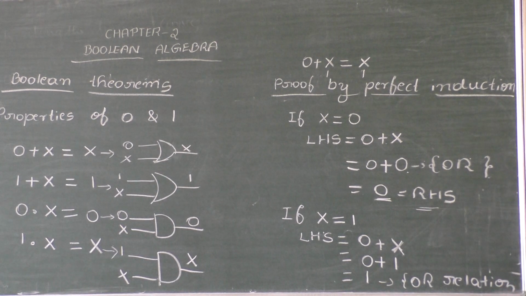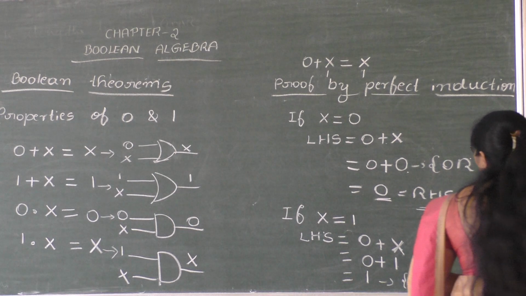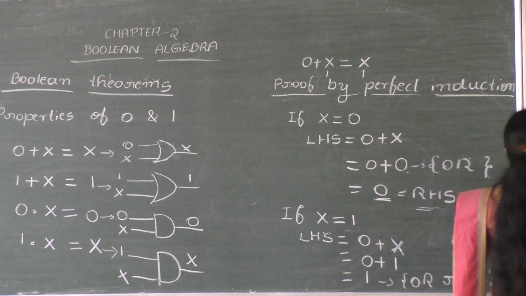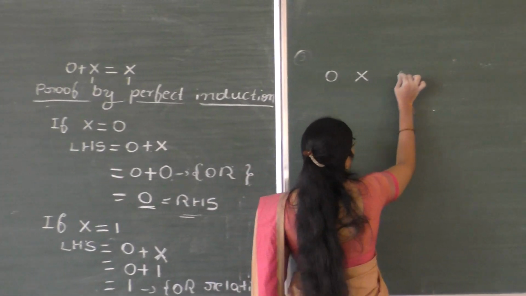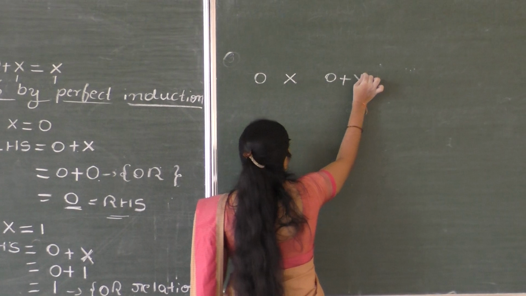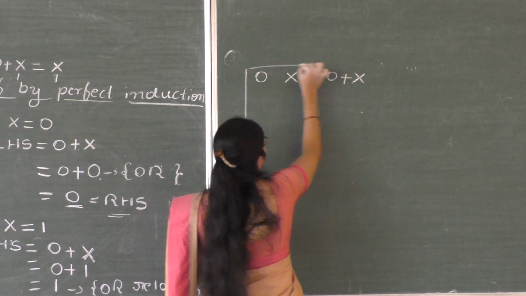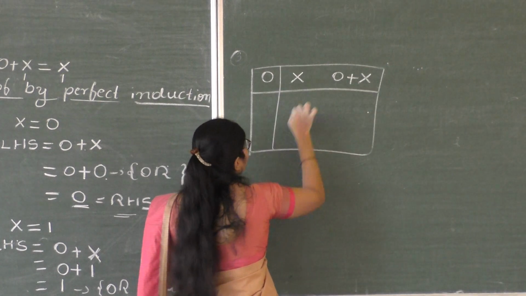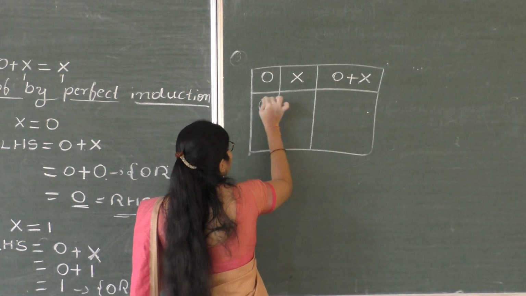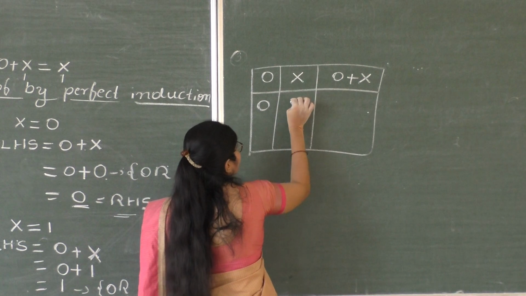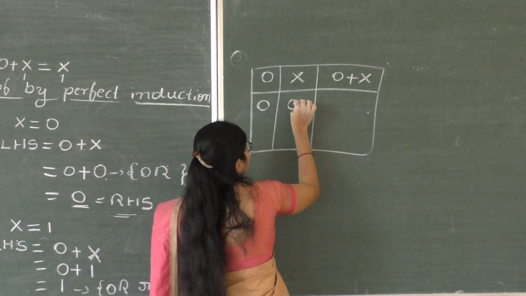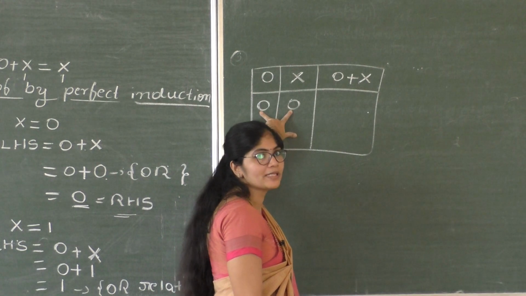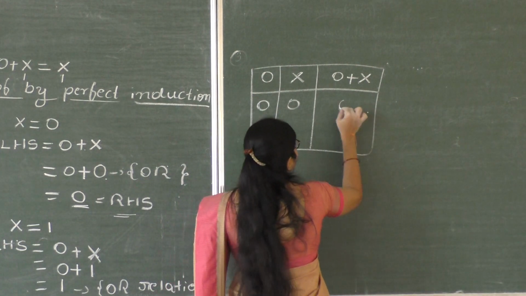In truth table method, we are going to prepare the truth table for the property. Inputs 0 and x, output is 0 plus x. Now substitute x with 0, input value is 0. Now 0 plus x, what is the answer? 0 plus x is 0.